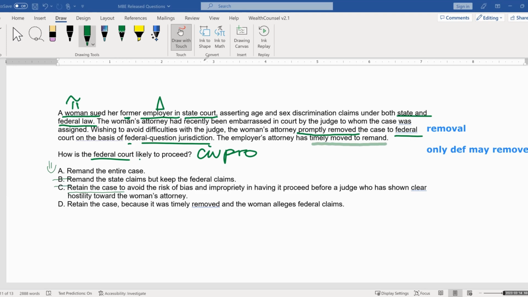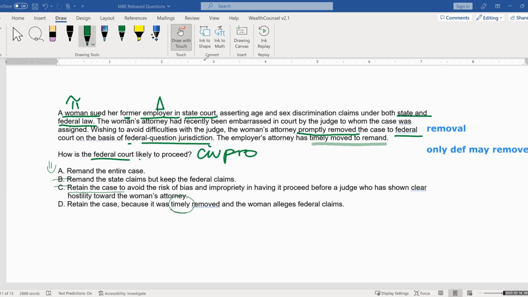Answer choice D, retain the case because it was timely removed. We don't really care about the timely removal part, but for those of you who are wondering, you need to do it within 30 days. But they didn't give us a time in this fact pattern. That's another hint that this is probably not what they're testing you on. So it is a hint that that's probably not the best answer choice.